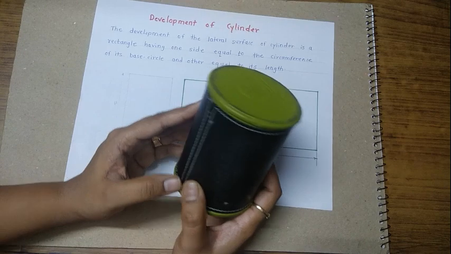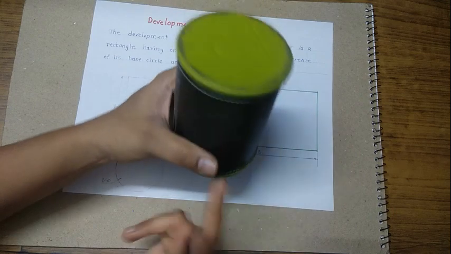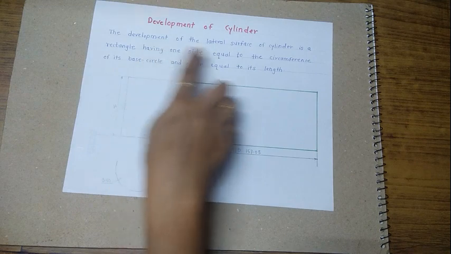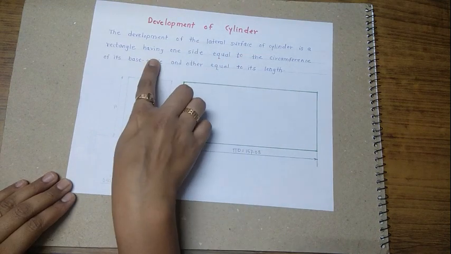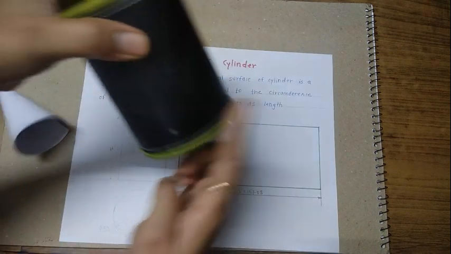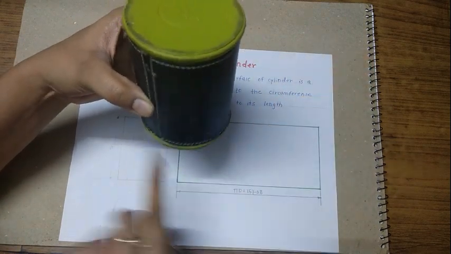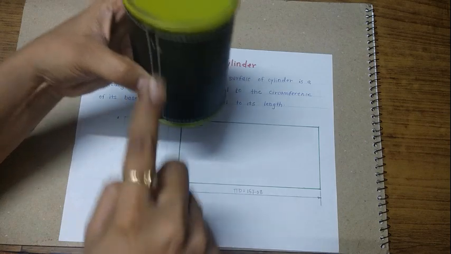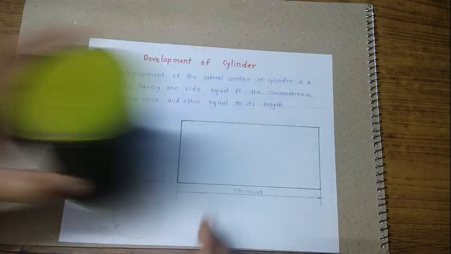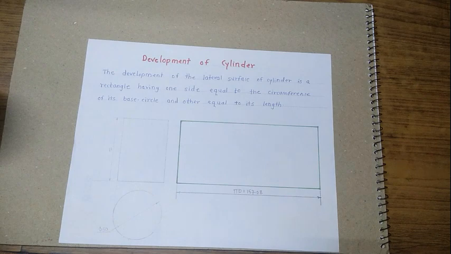Now let us see how, if we open the cylinder, its development will come. So I have one cylinder. If I cut this cylinder and open it, I will get one rectangle. So the development of the lateral surface of a cylinder is a rectangle, having one side equal to the circumference of the cylinder, whereas the height of the development will be equal to the height of the cylinder. So you got to know what shape will come for the development of a cylinder.